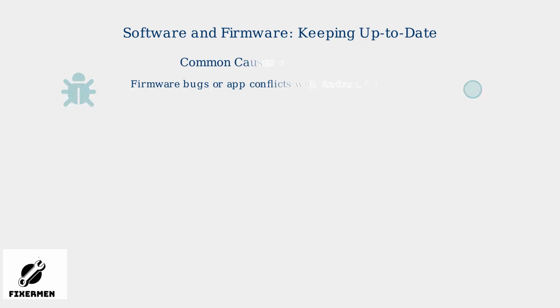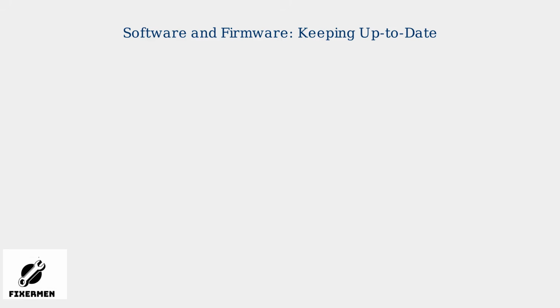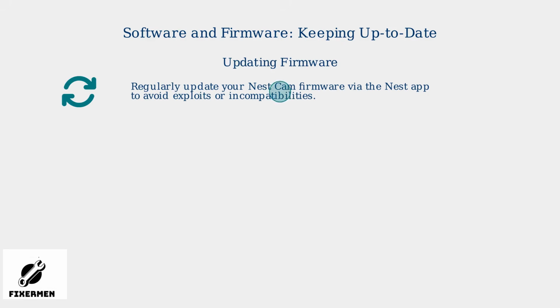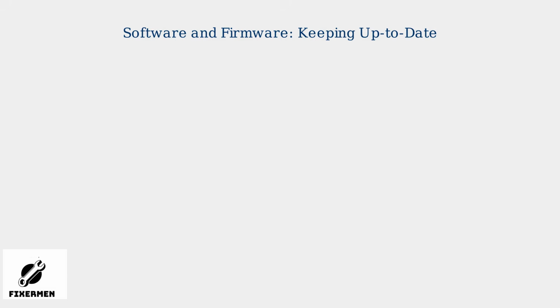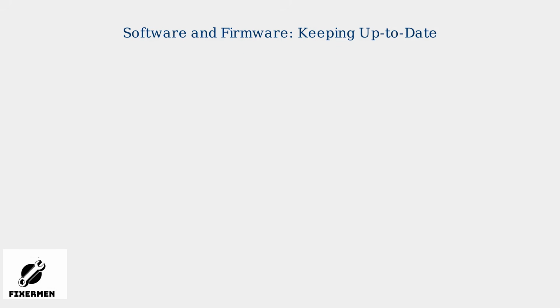Firmware bugs or app conflicts, especially with Android or iOS updates, can cause your Nest Cam to disconnect. To prevent this, regularly update your Nest Cam firmware through the Nest app to avoid security exploits and incompatibilities. Also, check for Nest app updates in the Google Play Store or Apple App Store. Remember, outdated software is a common cause of connectivity problems.